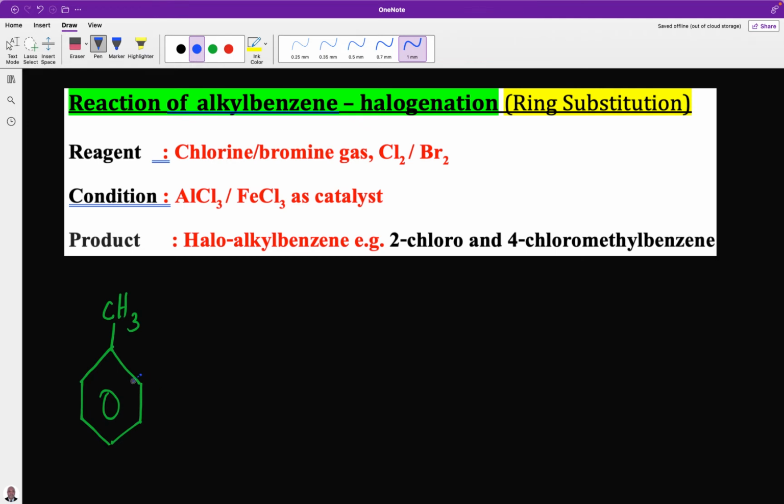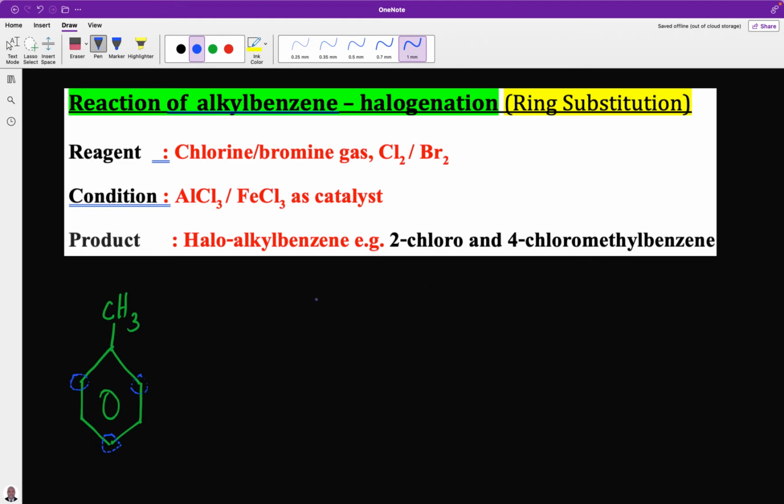These positions here, 2, 4, and 6. This is an electron donating group, and it is going to activate the ring. There is going to be an increase in the electron density in the ring, at the 2, 4, and 6 positions, thereby activating the ring for electrophilic attack at the second, the fourth, and the sixth position.